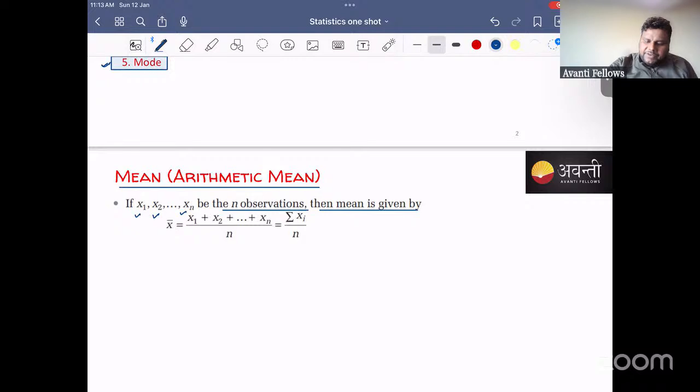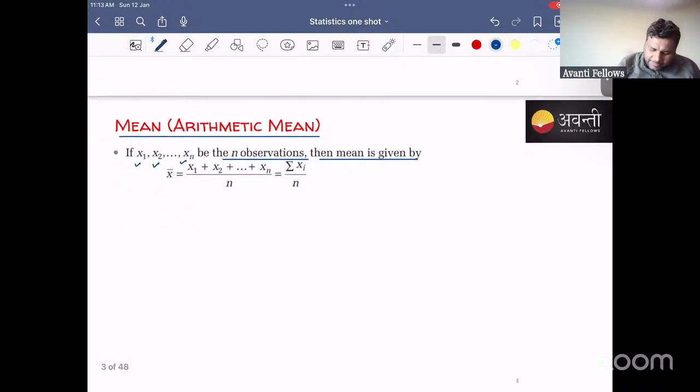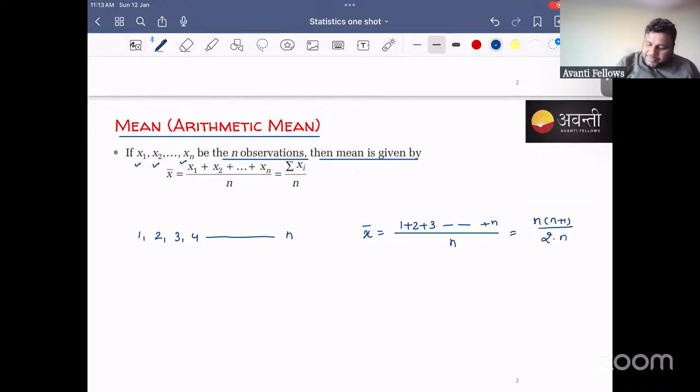Just as an example, if I take 1, 2, 3, 4, up to n, these are the first n natural numbers. Then their mean will be what? The mean will be 1 plus 2 plus 3 up to n, whole divided by n. So the answer will be n into n plus 1 upon 2, divided by n. This cancels, so it is n plus 1 upon 2. This is the mean of the first n natural numbers.